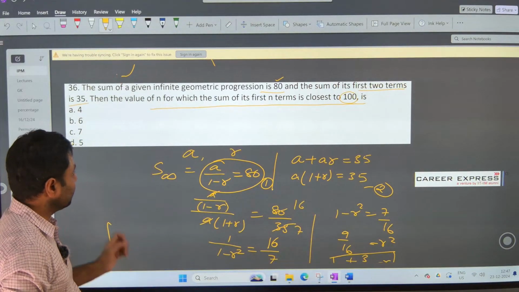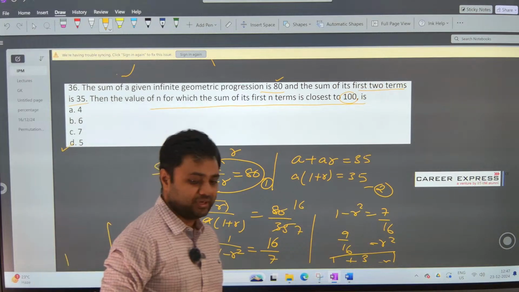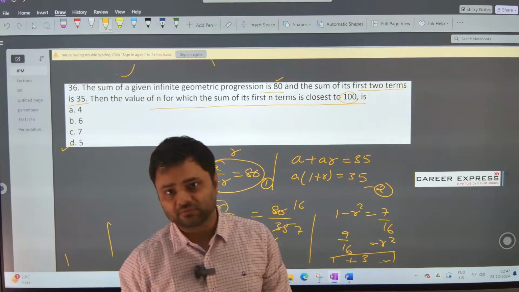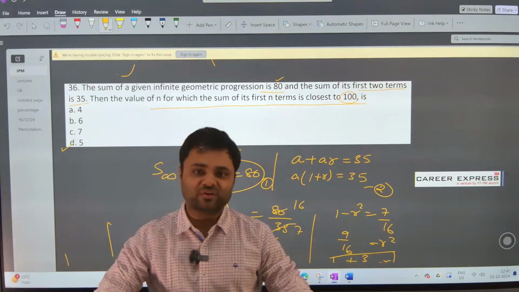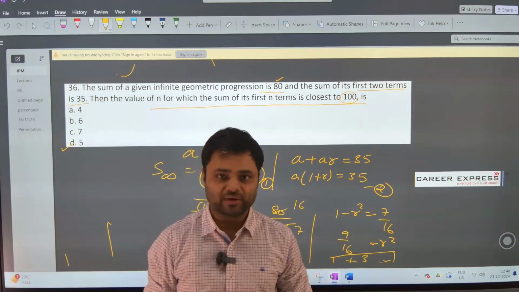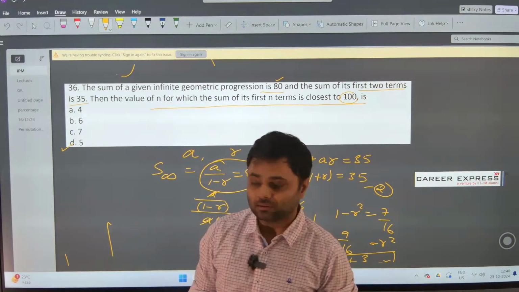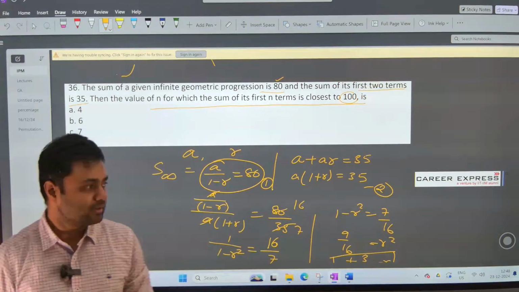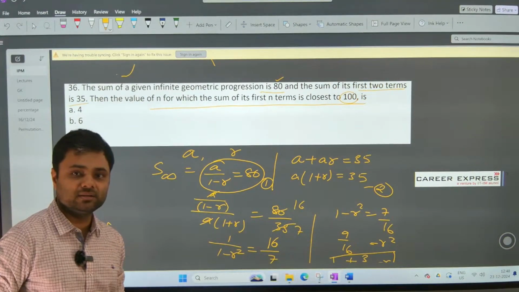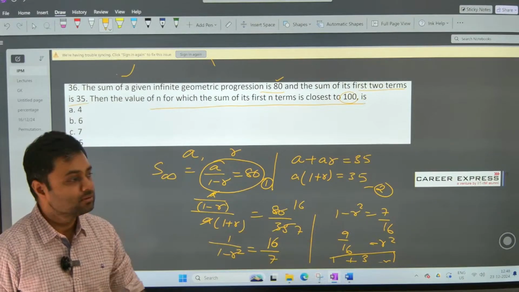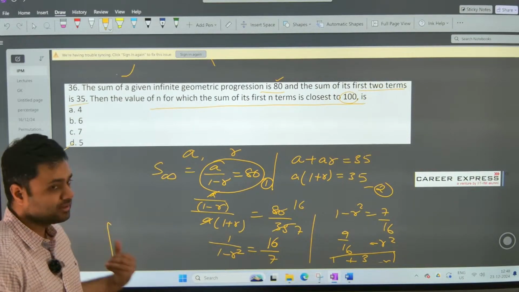And r is negative, that is also a correct assumption, because if r is not negative, then the sum of lesser numbers equal to 100 and the sum of infinite numbers equal to 80 will not be possible. Right? So that way we can say r equal to minus 3 by 4 is a correct way to go ahead. So that way the answer is D.